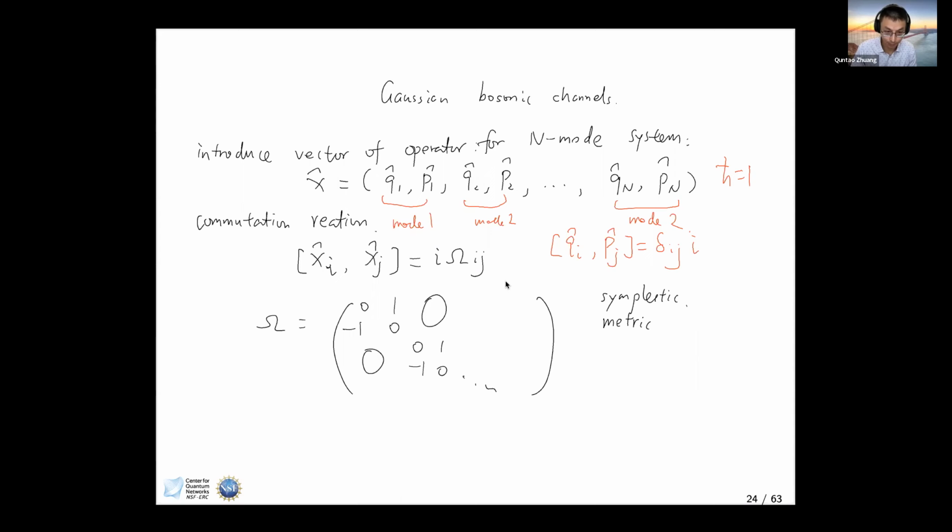And sometimes we call this a symplectic metric because later, if you're coming from a math background, you will see this is a symplectic transform, all these unitaries that we care about. And the minus one appears because if you have a P in front, then it becomes a minus i. So this is actually saying Q and P is 1 and P and Q is minus 1, and they are in pairs. So this is a block form of a matrix.